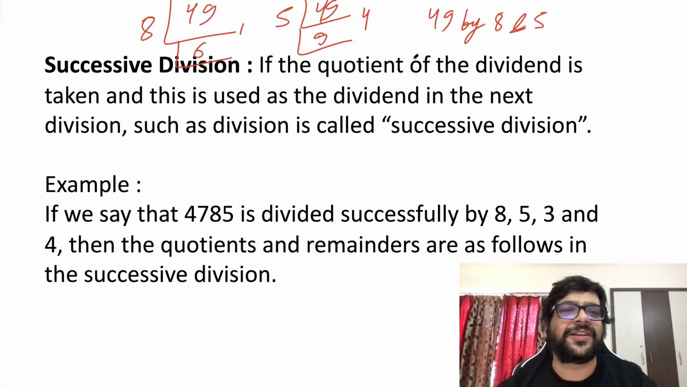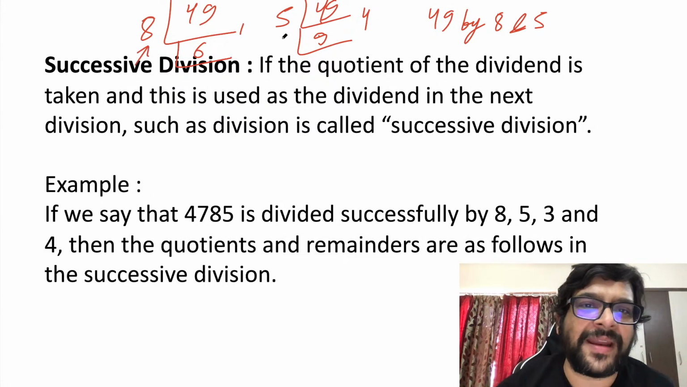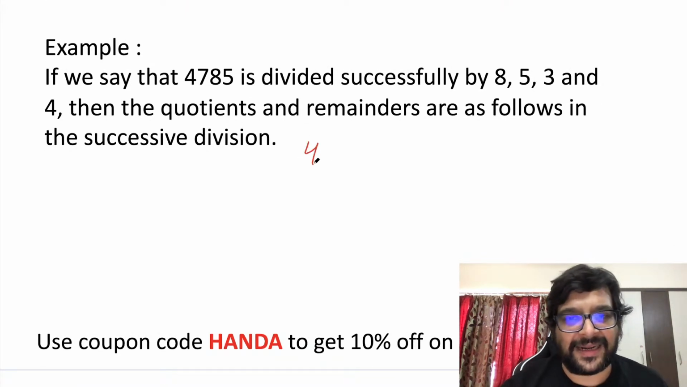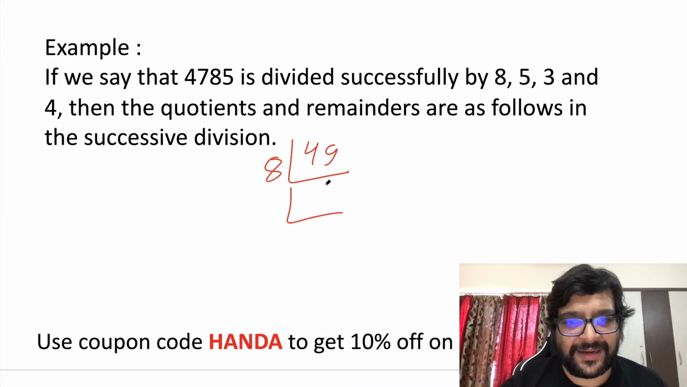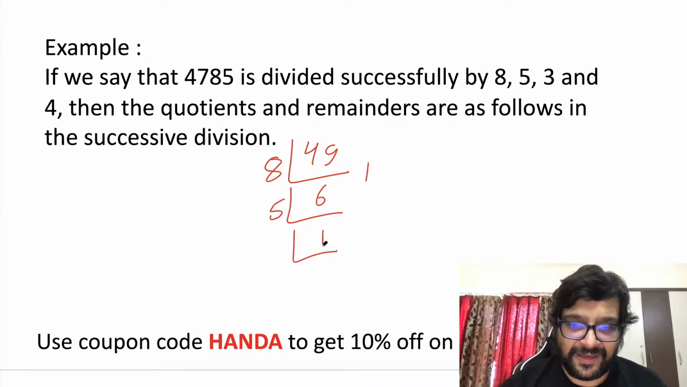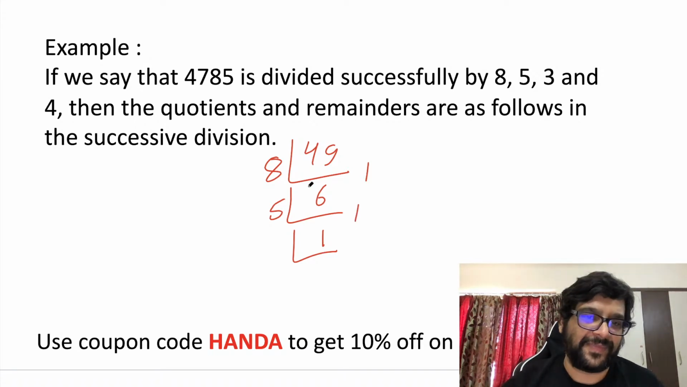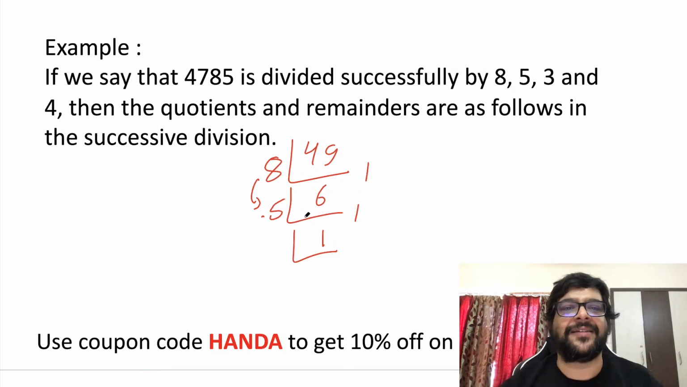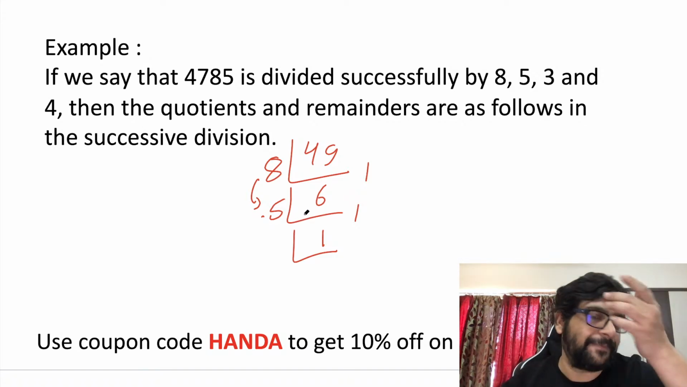In successive division, what you do is you divide it one after the other. That is, you divide 49 by 8. What is the result that you get? 6 times, remainder is 1. You divide 6 by 5, divisible once, your remainder is 1. So once you divide it one after the other, that is known as successive division.